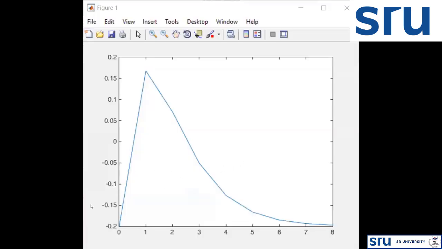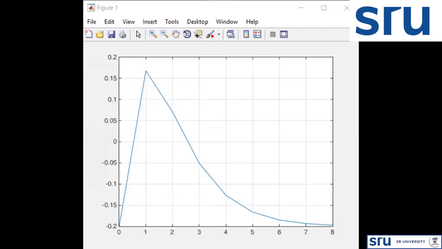Now we will enter the grid on command, so that the x and y grid lines will come. This is nothing but a revision of the command. Now you can see the x lines and y lines of the grid. This blue line is our function. What function? x into exponential of minus x minus 0.2.